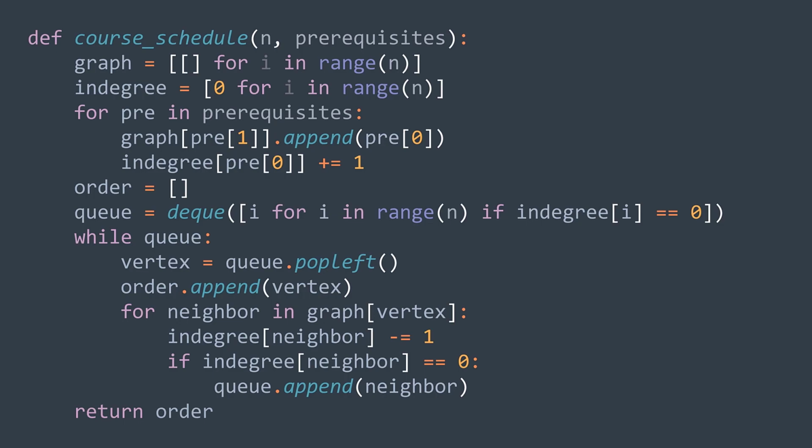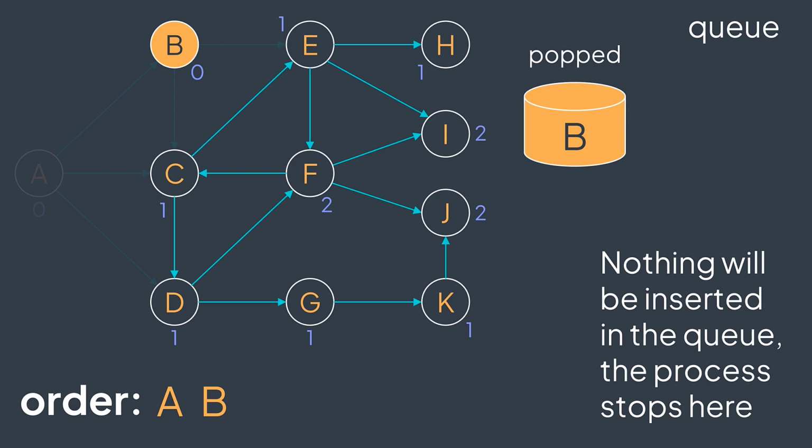With this topological sort algorithm, we can also detect cycles. When the graph contains cycles, what happens is that at some point of the process, we will have no more vertices with an in degree of 0, which means that nothing will be inserted in the queue, the process stops, and the order array will contain less than the total number of vertices. We will deduce that the process couldn't continue because there is a cycle.